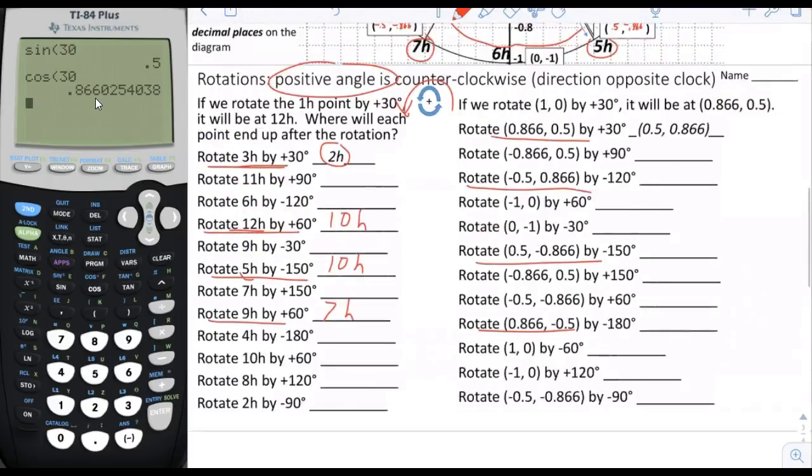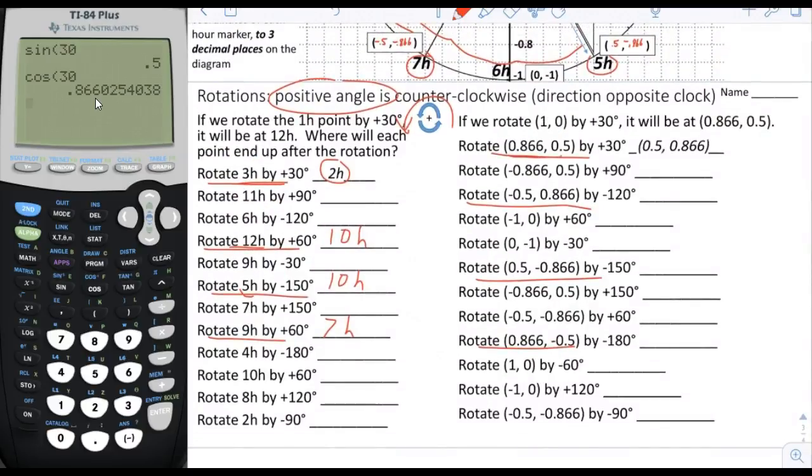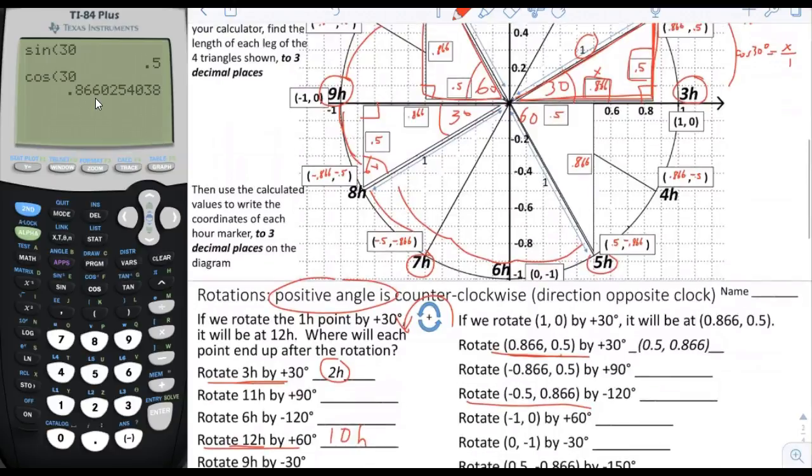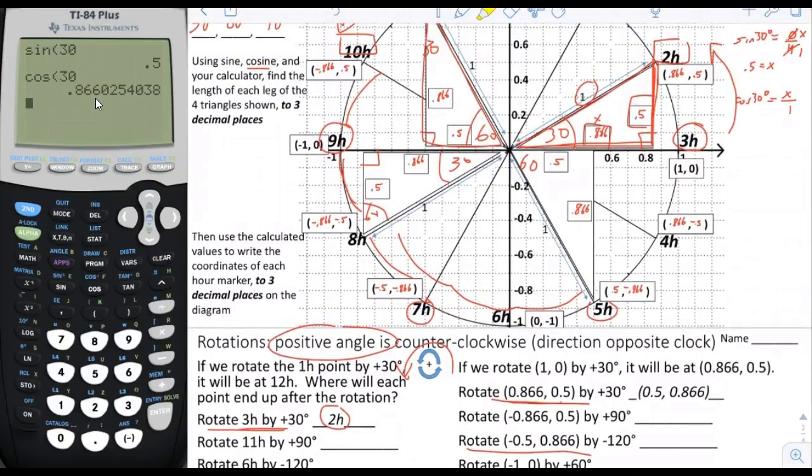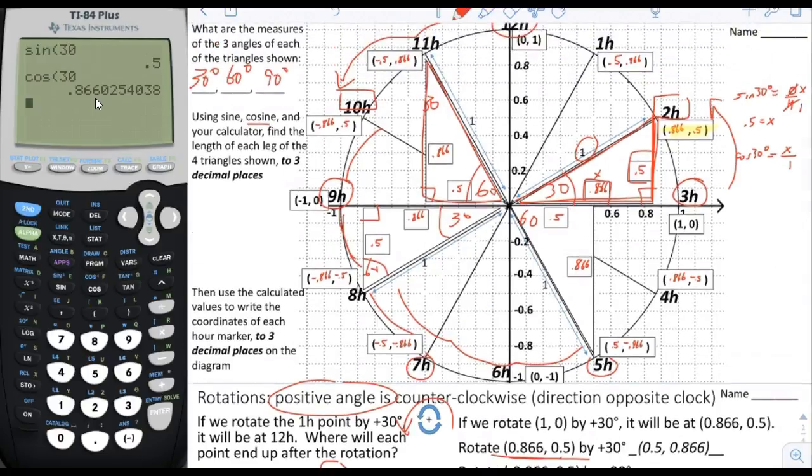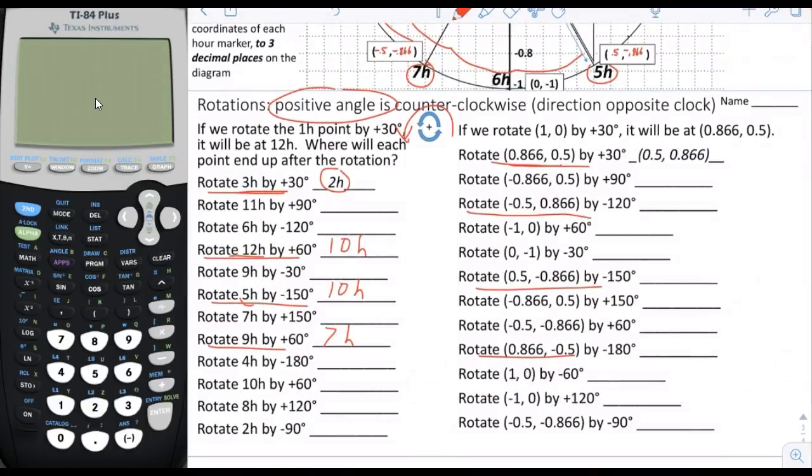Okay. Now I'm going to do these with coordinates. So I'm going to rotate the point 0.866, comma 0.5, which is this coordinate here, by positive 30 degrees. So that would put me here at the 1 hour mark, which the coordinates for the 1 hour mark are 0.5, 0.866.